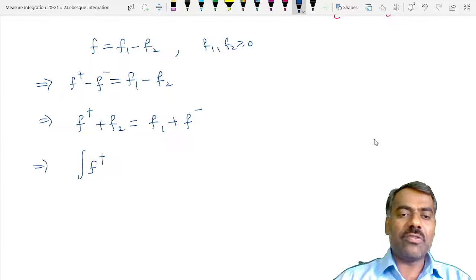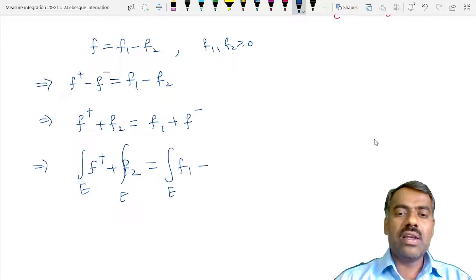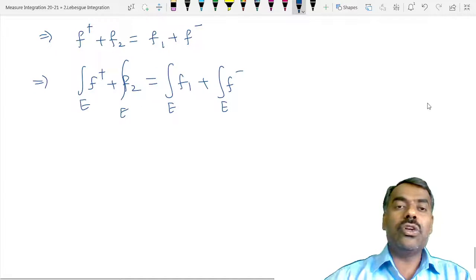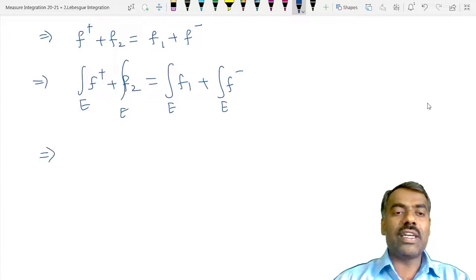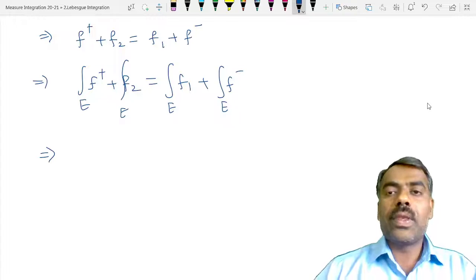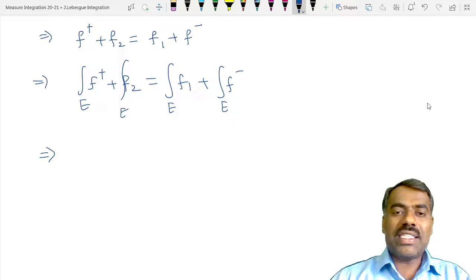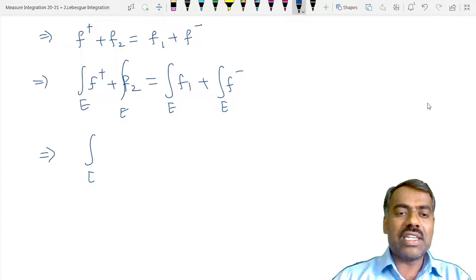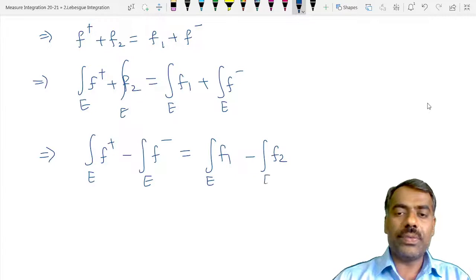They are all non-negative functions. Therefore, integration of f plus plus f2 over e, right? This is the same as integration of f1 over e plus integration of f minus over e. Yes or no? Because monotonicity and this linear property is true for non-negative integrable functions. Now, because their integrations are finite, you can bring them to one side, that means integration of f plus over e minus integration of f minus over e is the same as integration of f1 minus integration of f2.